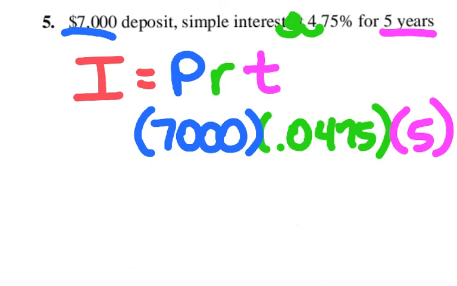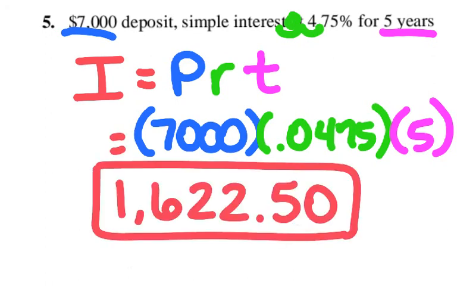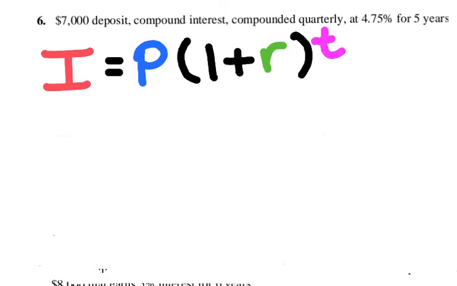Try to remember anytime you replace a variable with numbers, you always put it in parentheses. Alrighty, go ahead and put that in the calculator. It should give you $1,622.50. Number 6 is asking for the compound interest, so you're going to use this formula.